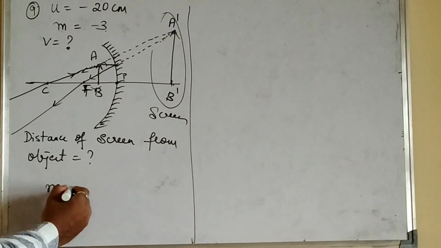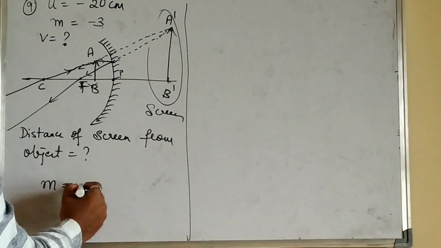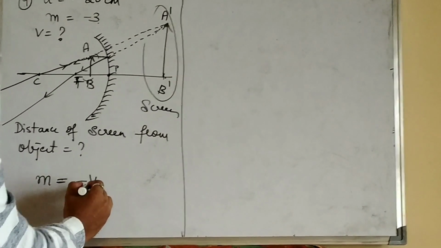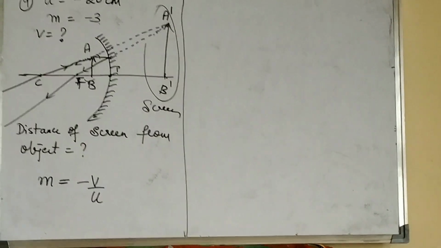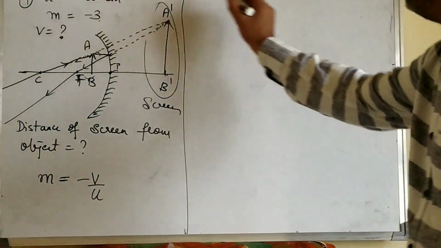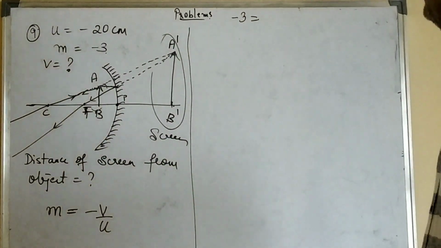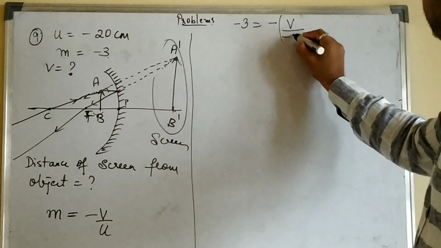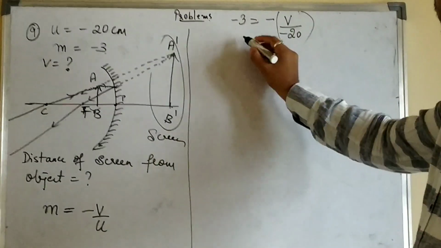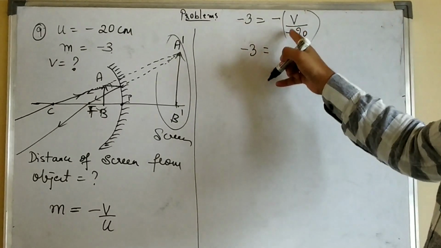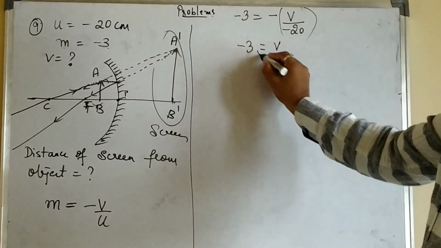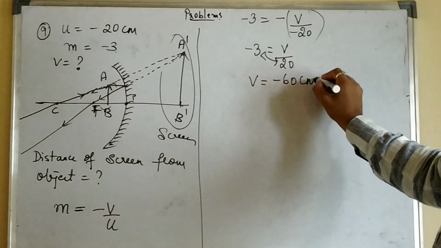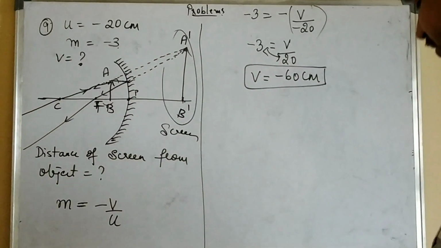You know that M is equal to minus V by U. Right, minus V by U. Now you have M is equal to minus 3, and U is given, that is minus 20. Now minus 3 is equal to minus V divided by minus 20. Cross multiply, 3 twos are 60. So V is equal to minus 60 centimeter.